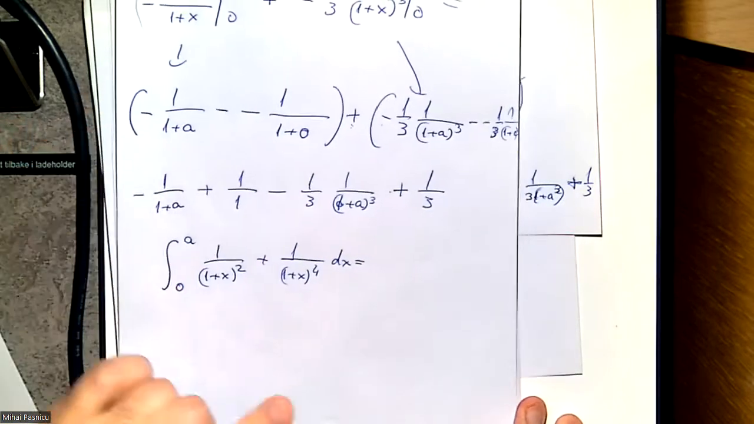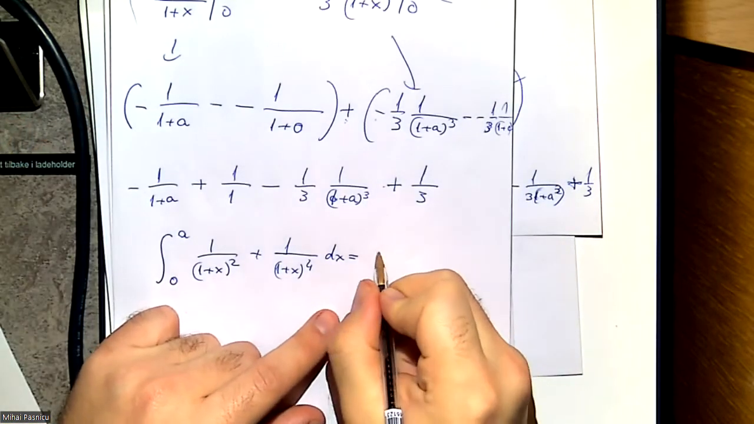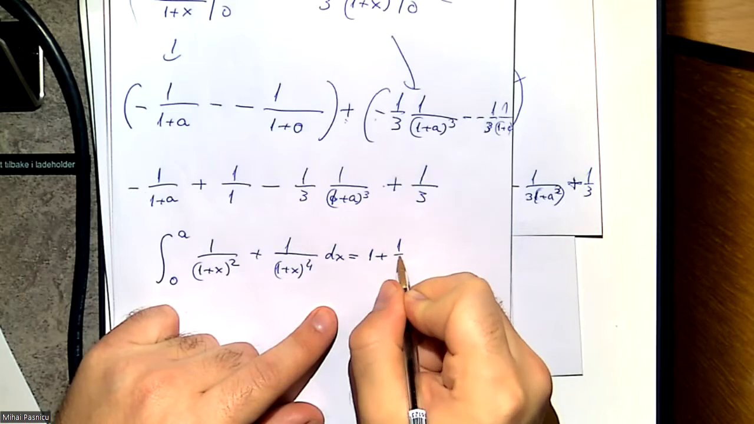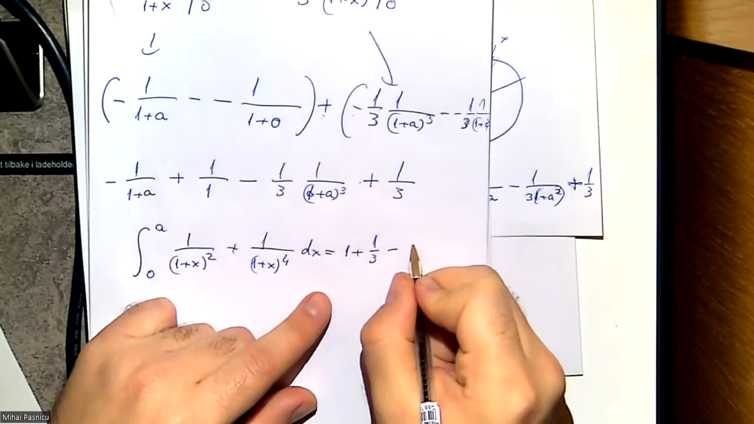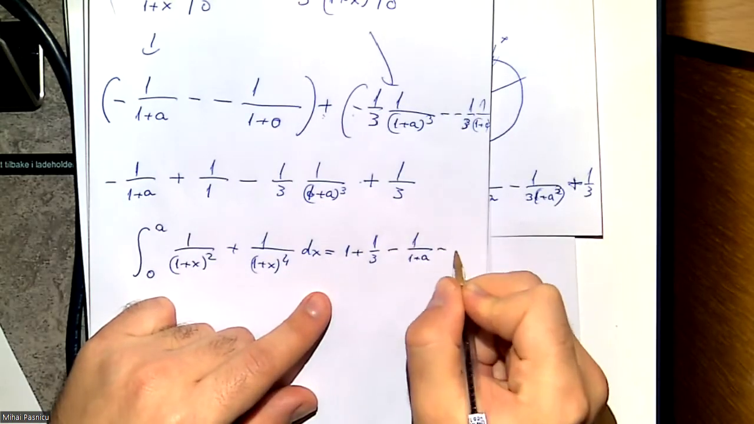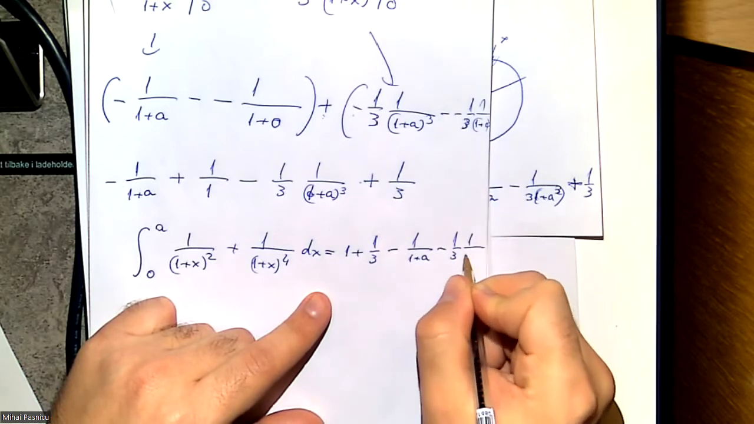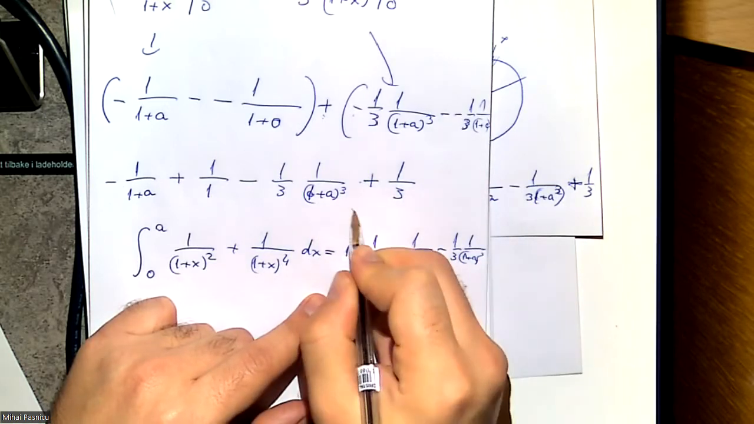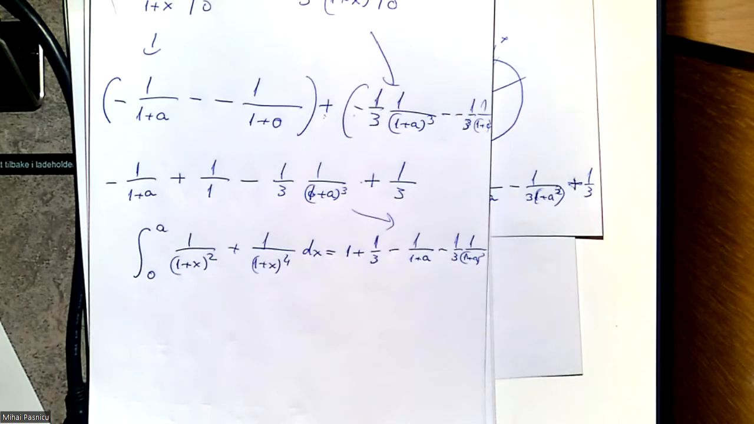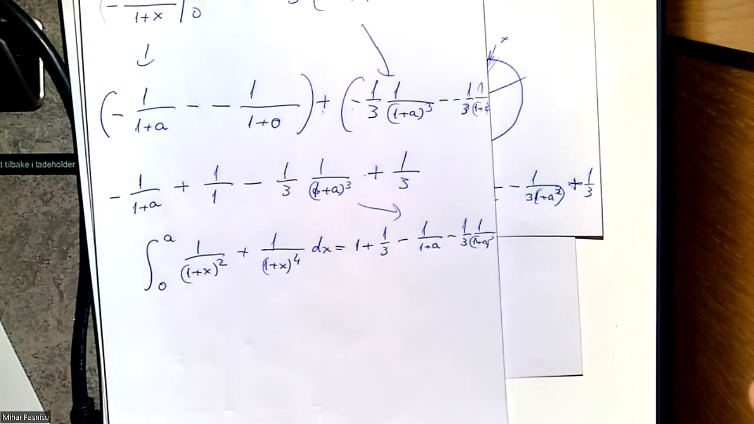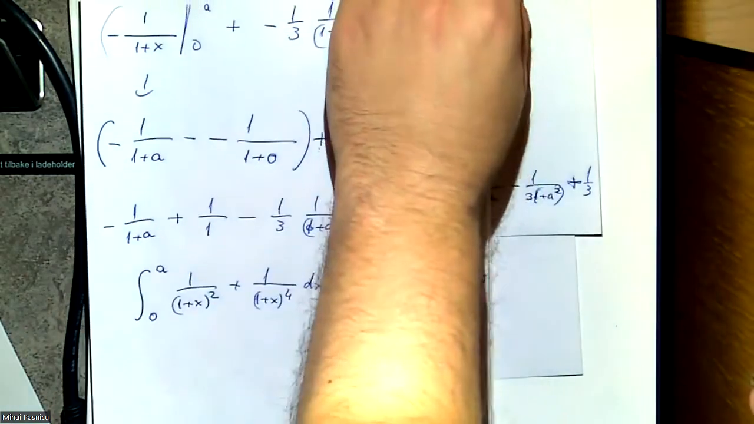But this thing is just equal to 1 plus 1 over 3 minus 1 plus a minus 1 over 3 1. This one, I just copied this one. Okay, so I can compute the integral. Now, as I said, you just got to take a limit of it.